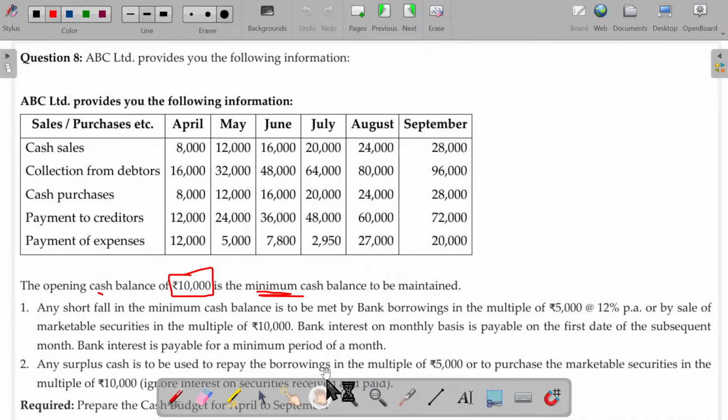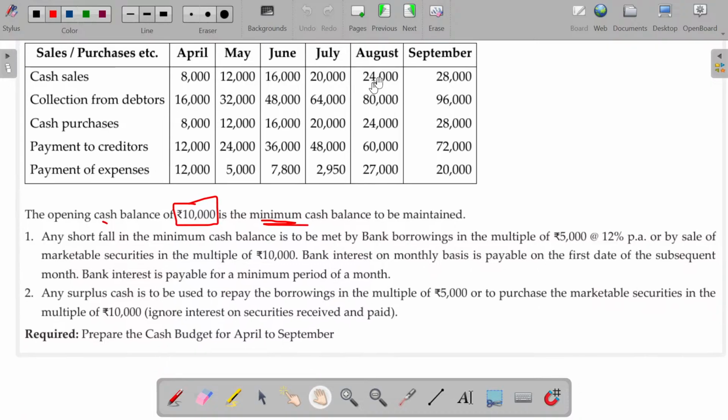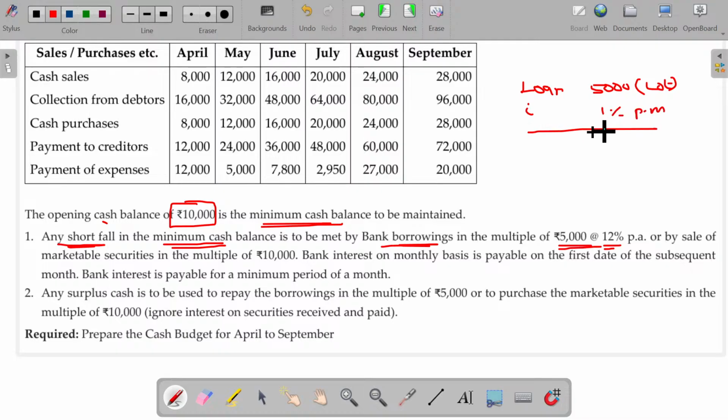But this 10,000 rupees, what you have here, that is the minimum cash balance you need to maintain. Any shortfall in the minimum cash balance is to be met by bank borrowings in the multiple of 5,000 at the rate of 12% per annum interest. So loan borrowed, 5,000 size, lot size. Applicable interest rate in this case being 1% per month. 12% per annum means 1% per month.